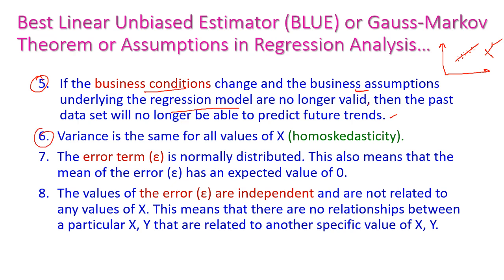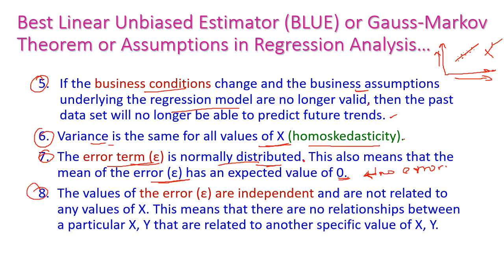And the sixth one is the variance is the same for all values of x. If the variance is the same for all values of x, then this is called homoskedasticity. And the seventh one is the error term. The error term is normally distributed, and the mean of the error is expected to be 0. 0 means there is no error. So the errors are normally distributed and the expected value of error is 0.